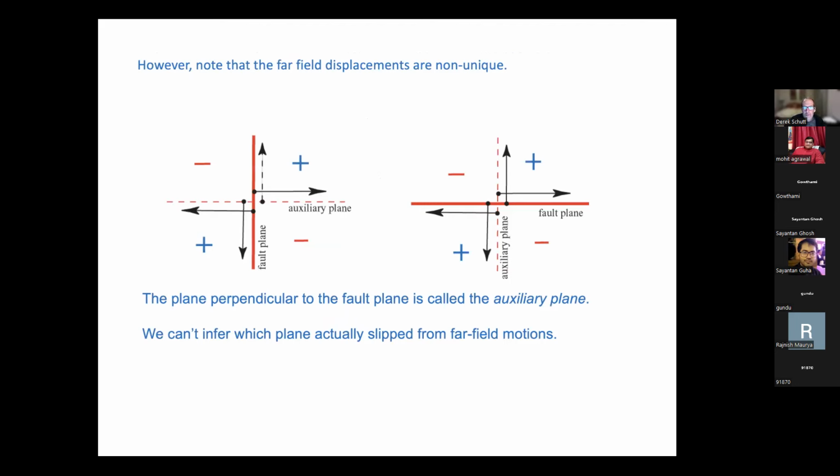So we should note that the far field displacements are non-unique. So I could have motion with the upper part moving to the right and the lower part moving to the left, or I could have this right part here moving upwards and this left part here moving downwards. So the plane perpendicular to the actual fault plane is called the auxiliary plane, but we can't actually infer which plane slipped from far field motions alone. So as a consequence, our double couples are the same both for the fault plane and the auxiliary plane.